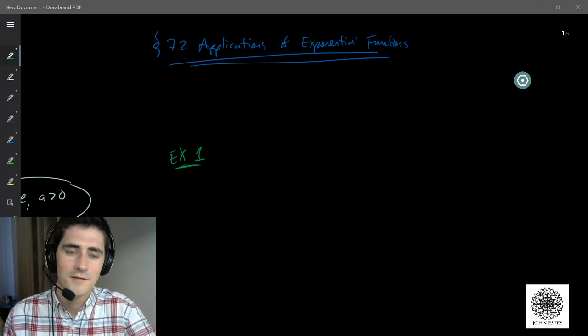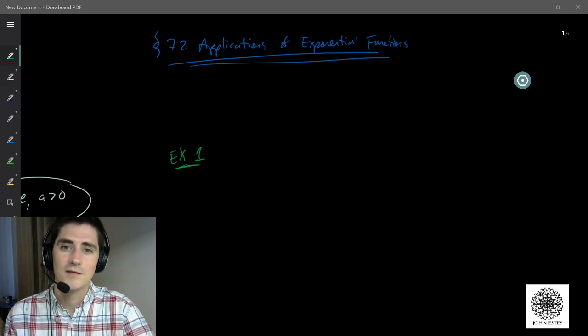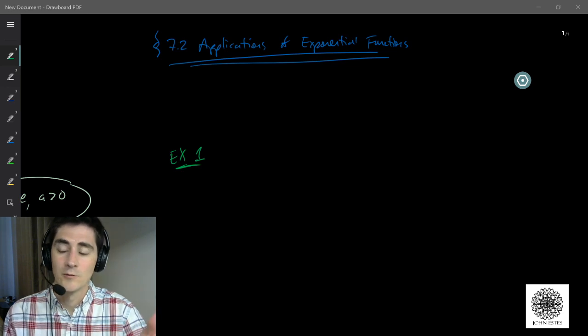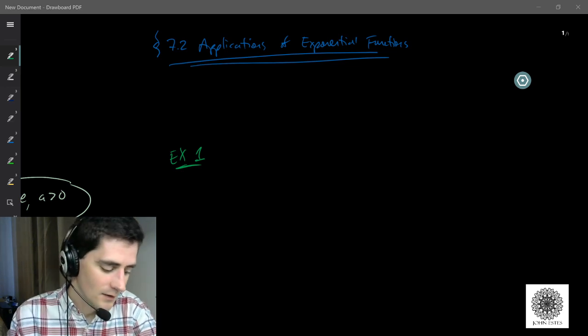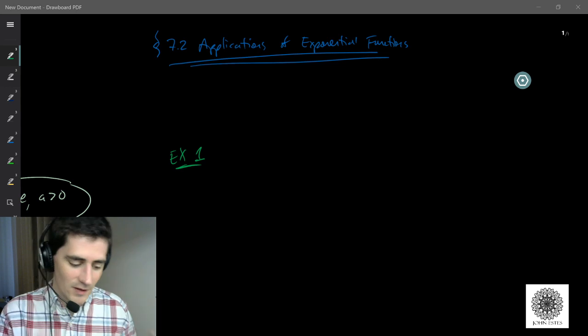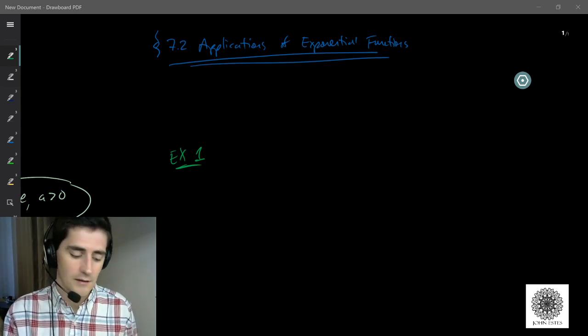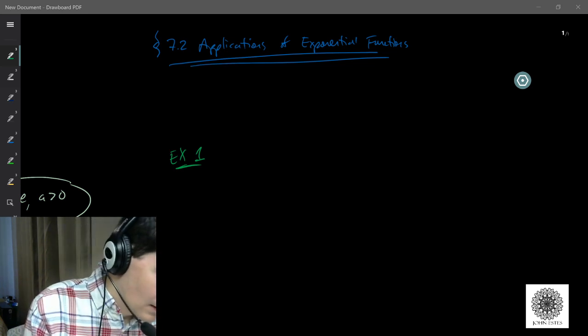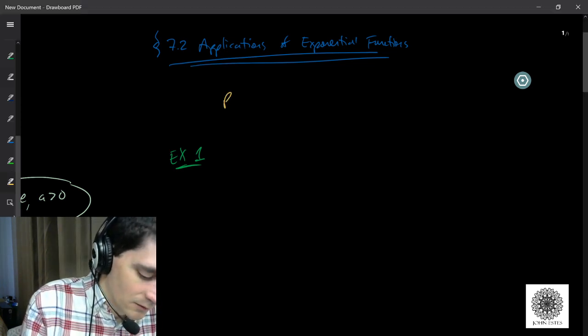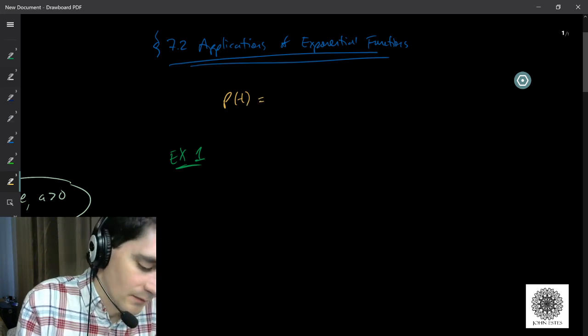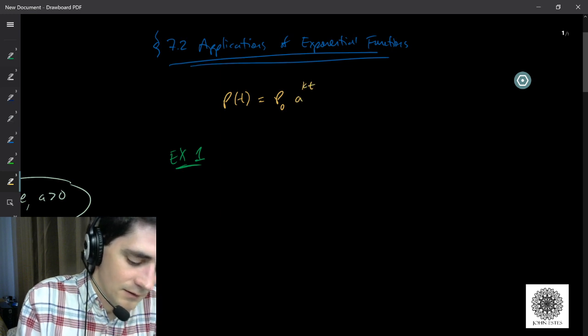Good morning. All right, so today we're going to look at applications of exponential functions. Exponential functions show up in the real world in a lot of ways. Here's the basic function that we're going to use, kind of a parent function for our examples. We're going to use this model P of t, so that's my function name, capital P of t, equals P sub 0 times a to the kt power.